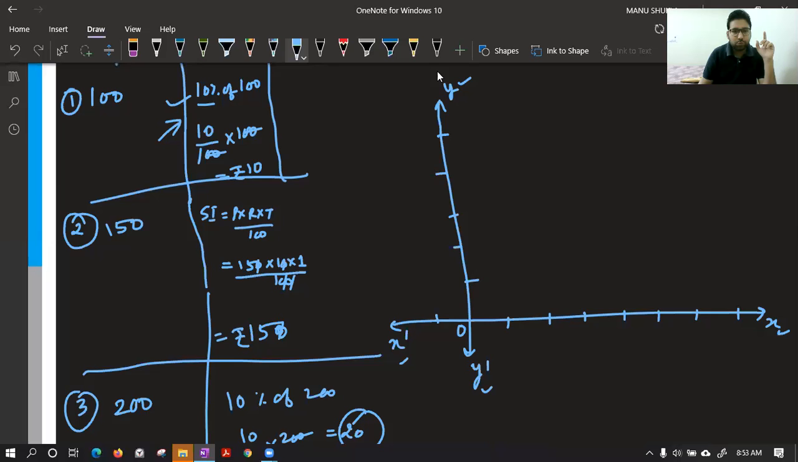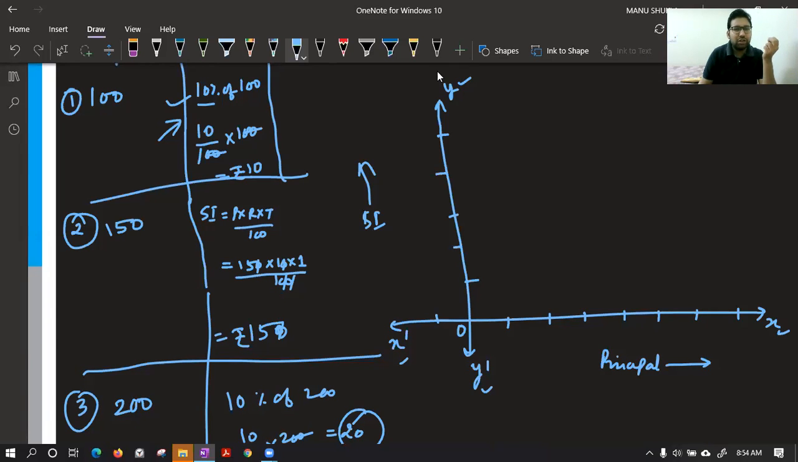Now what should I take on the x-axis? Please tell. What should I take on the x-axis? Simple interest or principal? We should take the principal because it is the first or the independent quantity. Okay, and the second one is simple interest on the y-axis.